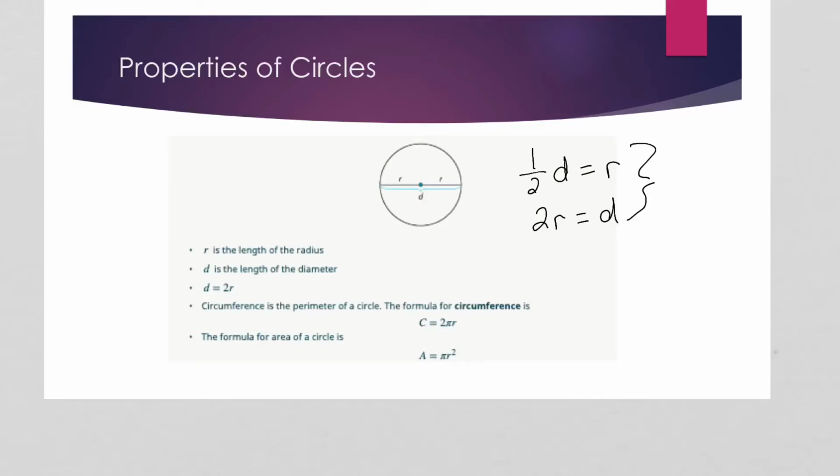So now we're going to talk about two different properties. Now with shapes that have a vertex, we talk about the perimeter. But whenever you're dealing with a circle, you don't have a vertex. And so we're talking about the perimeter in terms of the circumference. So the circumference is the perimeter of a circle, okay? And there's a formula for that. So the circumference is equal to 2 times pi times r.